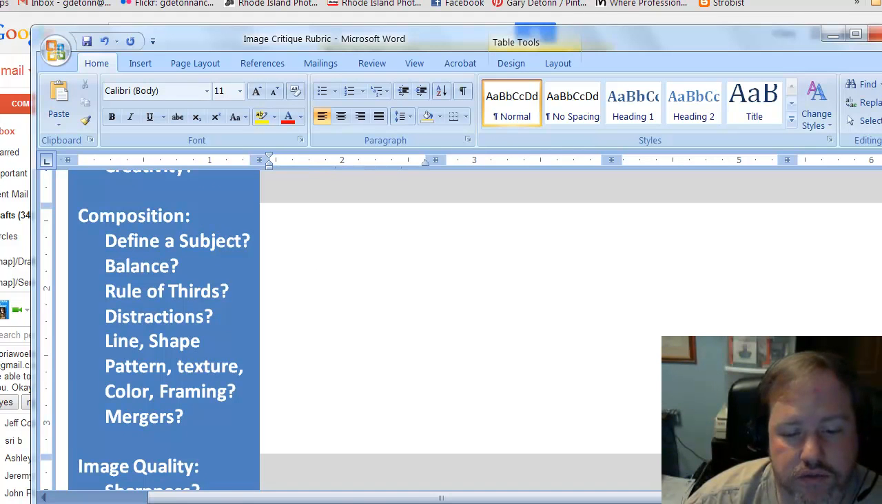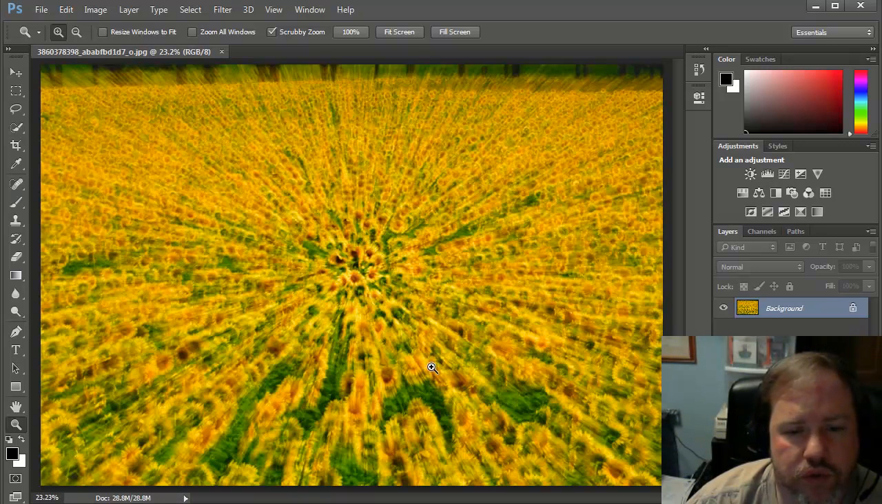Defining a subject. So when we look at this, I think it does clearly define a subject. Our eyes are centered right here in this center flower, and then the rest of this is supporting and bringing our eyes to the flower.